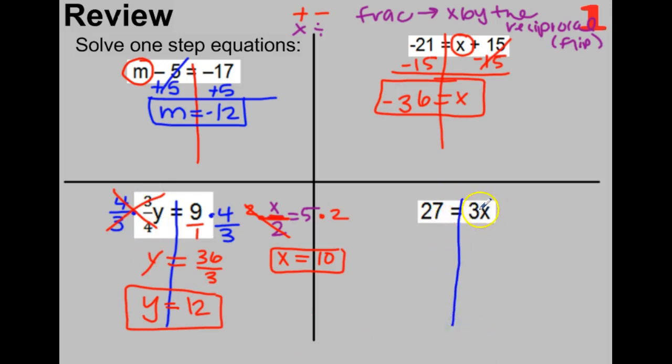So let's move along. This is just multiply. The opposite of multiply is divide. 3 over 3 is just 1. So 27 divided by 3 is 9.